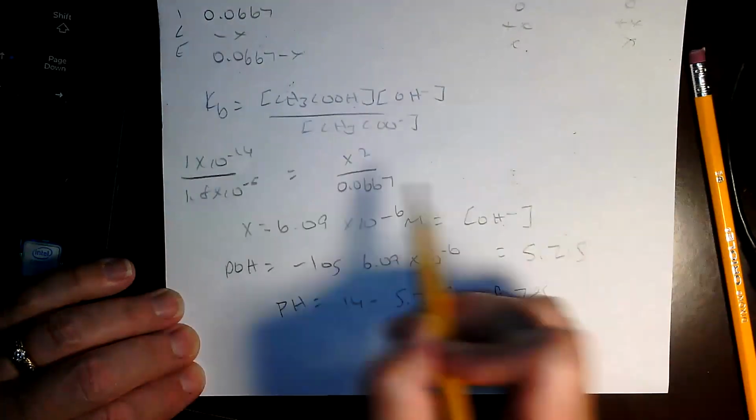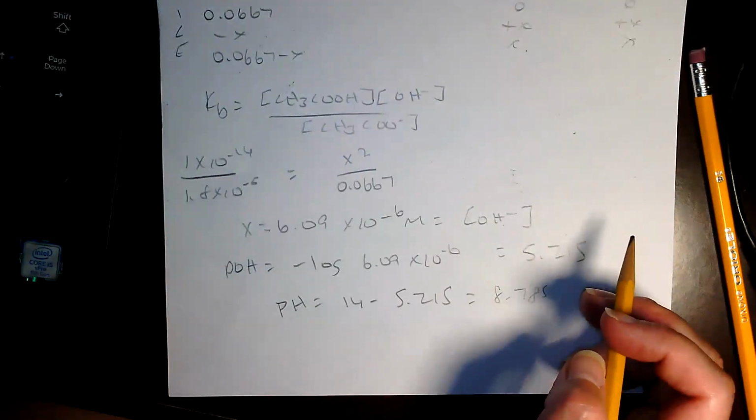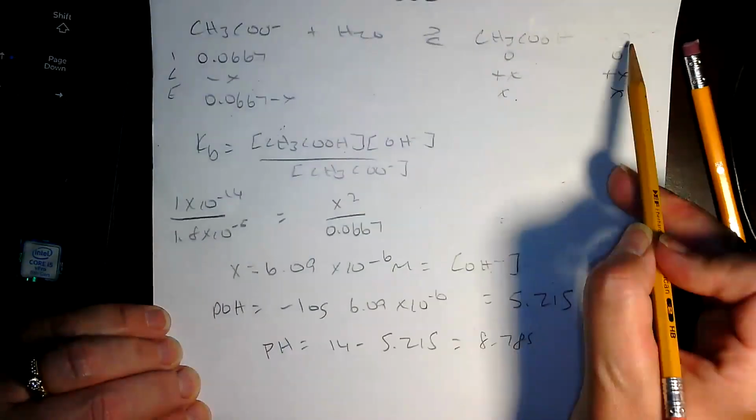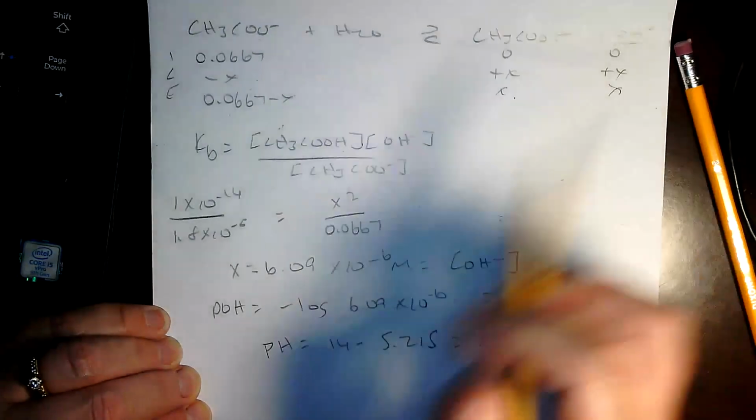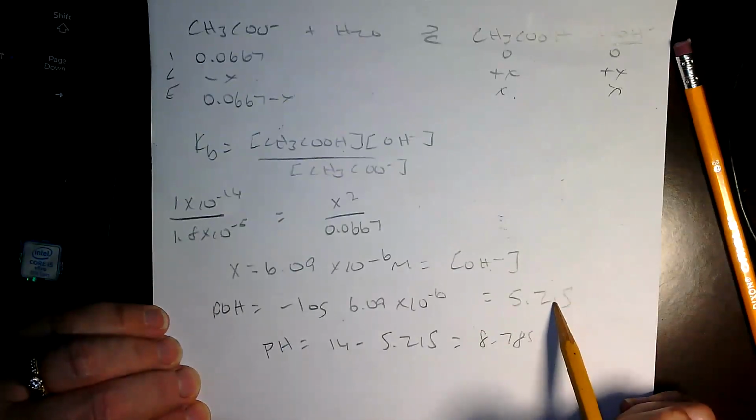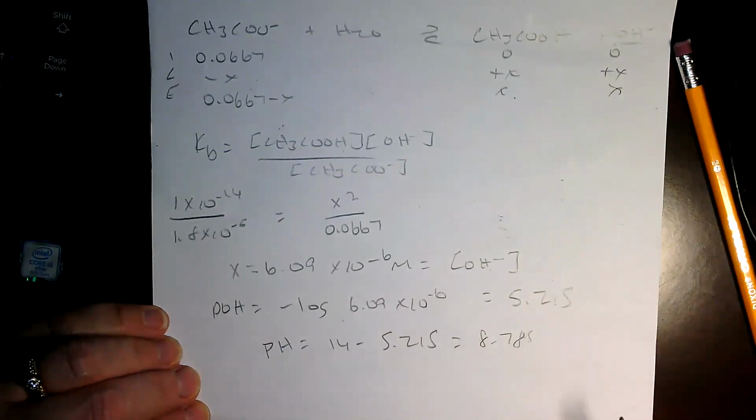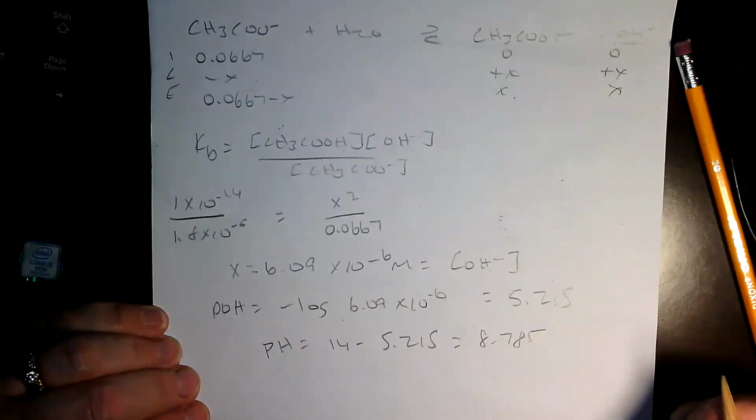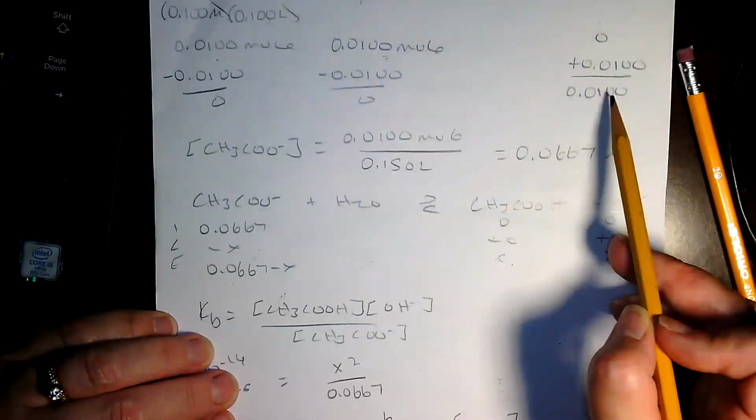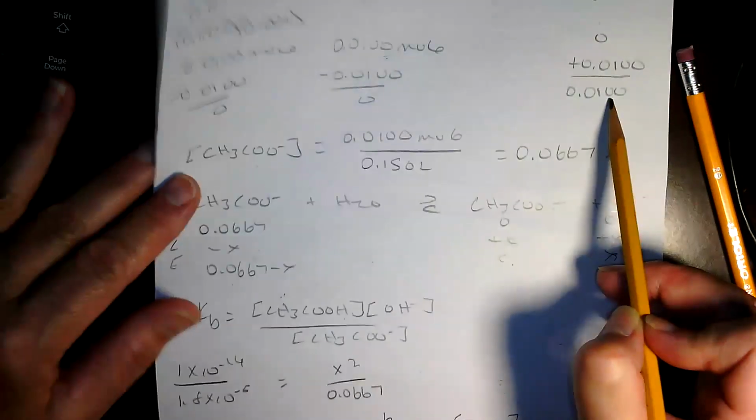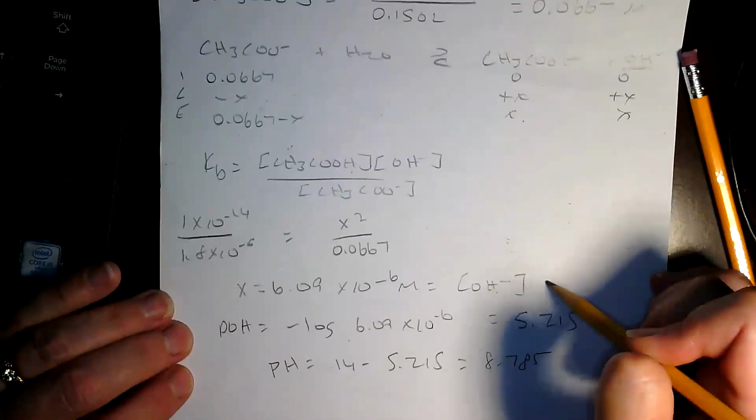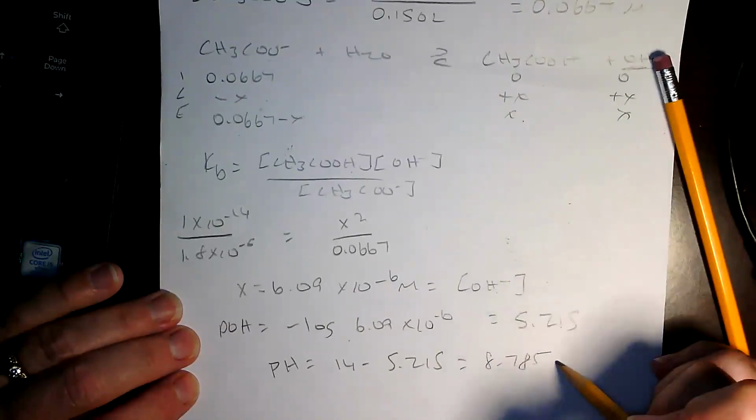That'll equal X squared over 0.0667. Multiply both sides by 0.0667. Take the square root of both sides, and that's going to give us the hydroxide ion. Take the negative log of that. That'll give us the pOH. Subtract it from 14, that'll give us our pH. That's a 5. Okay, so at the equivalence point, we're going to be left with weak base in the solution. We're going to do a KB expression to calculate hydroxide. And then from hydroxide, we can calculate the pH.